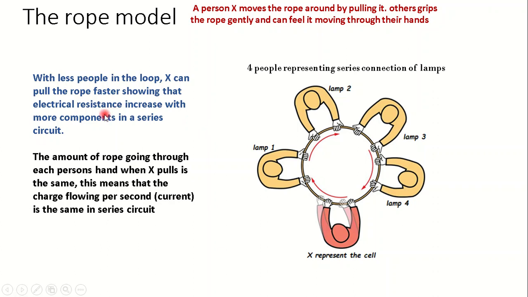Some of the features are these. With fewer people in the loop, X can pull the rope faster, showing that electric resistance increases with more components in a series circuit. So if you have one person, X pulls the rope even faster. With two, not too fast, and so on. The amount of rope going through each person's hand when X pulls is the same. This means that the charge flowing per second, or the current, is the same throughout a series circuit.